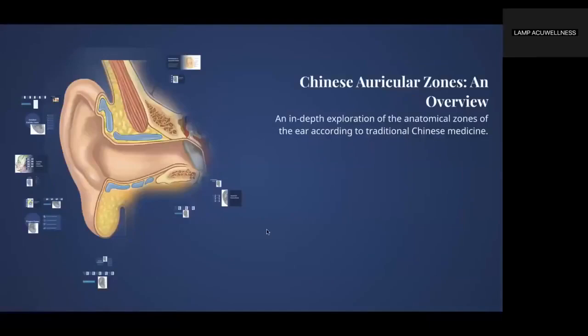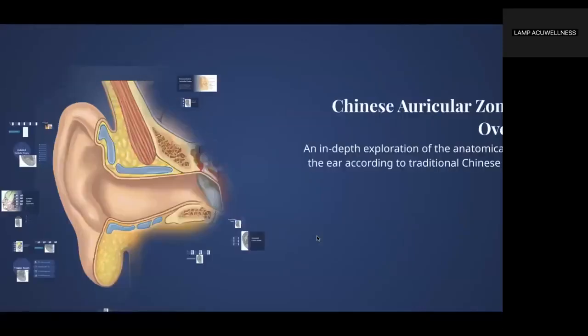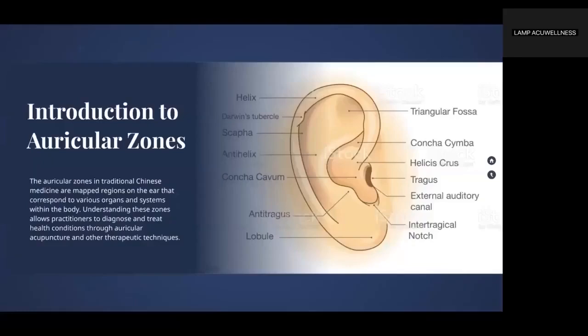Chinese auricular zones, an overview: an in-depth exploration of the anatomical zones of the ear according to traditional Chinese medicine. The auricular zones in TCM are mapped regions on the ear that correspond to various organs and systems within the body. Understanding these zones allows practitioners to diagnose and treat health conditions through auricular acupuncture and other therapeutic techniques.